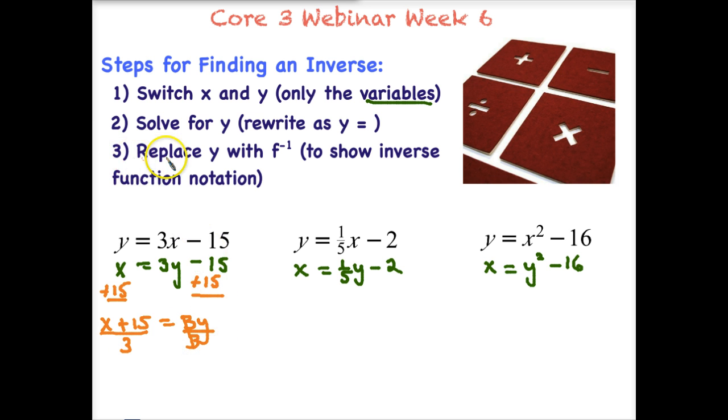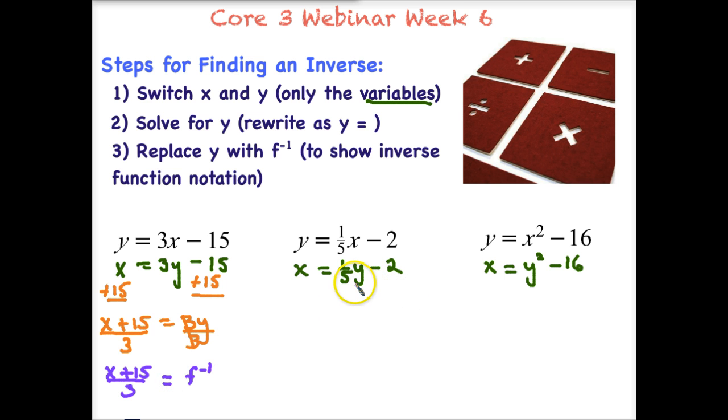And then step 3, this is more just a formality. It's not like I would necessarily mark you wrong, but as you get up in math, you should use function notation. So instead of y, we would use inverse notation just to show that what we found is an inverse. So we found the inverse of y equals 3x minus 15. All right.